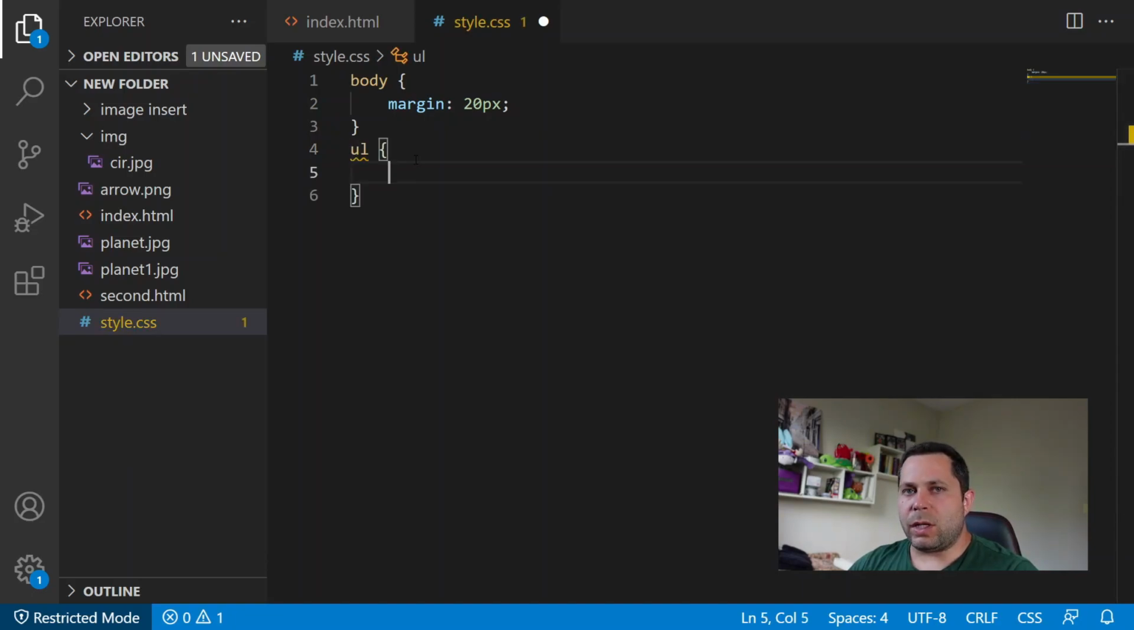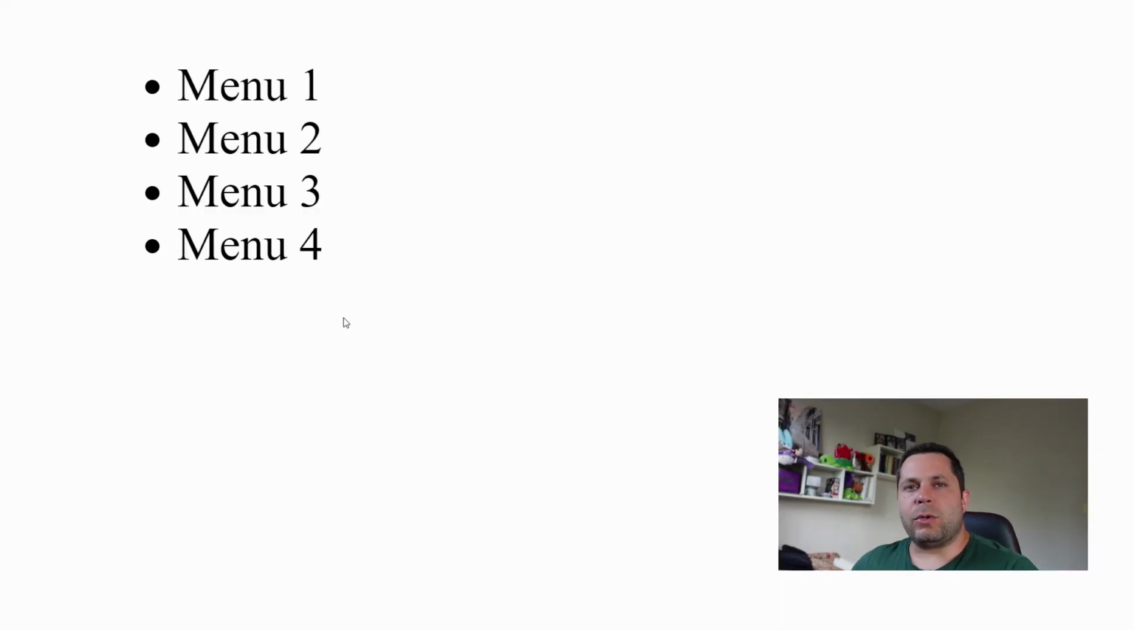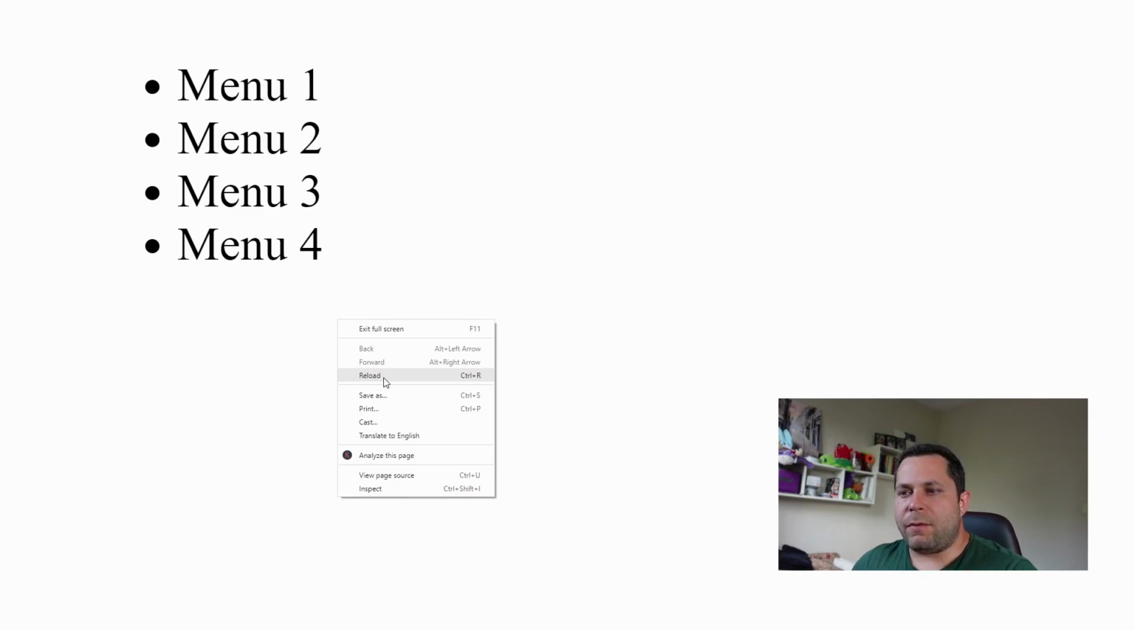And for the ul tag, I will set font size to be 0. Now if we go to our browser and we refresh, everything must disappear because the font size of our unordered list tag is 0. Like we see, there is nothing.